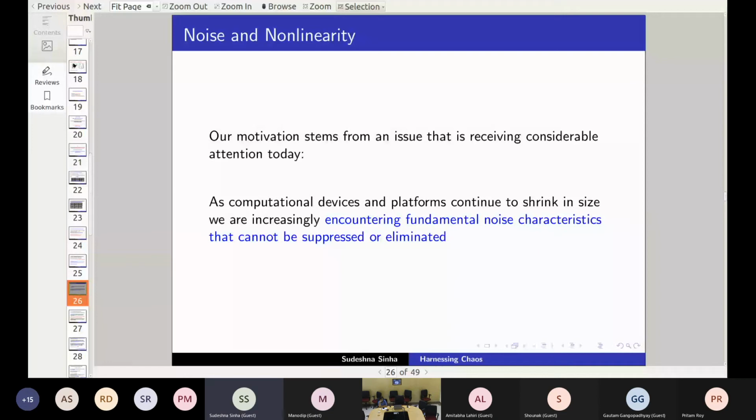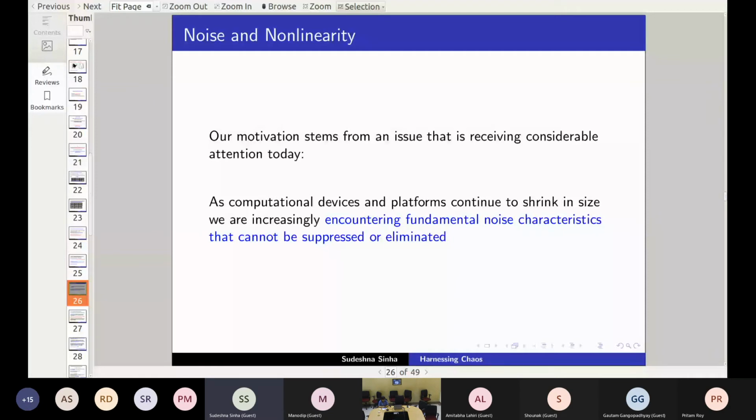What if, after all, all these computational devices and platforms are shrinking? Then you are going to encounter fundamental noise characteristics. You can't wish it to be suppressed. They can't be eliminated. You have to live with it. So is there something you can do with it?